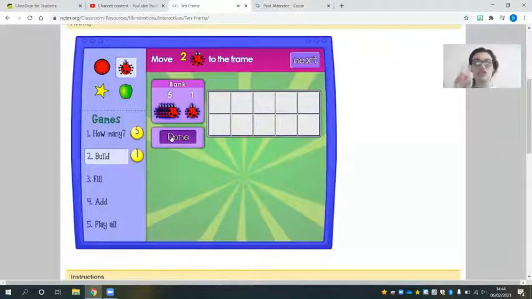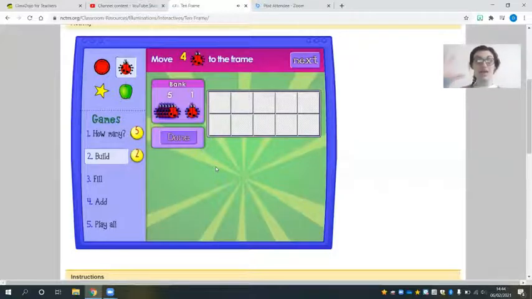Move 2 bugs to the frame. Now, is 2 bigger or smaller than 5? It's smaller, isn't it? So we can't grab 5 and put them in because that would be too many. So we're going to have to do one at a time. 1, 2. Let's check.